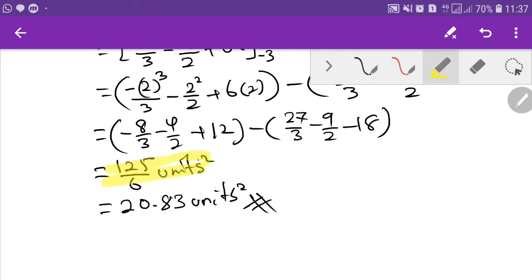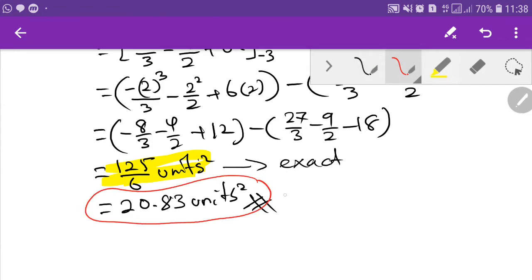If the question asks exact value, then the one that I highlighted in yellow is what it means by exact. But if they want decimal, then you have to write it like this: decimal, 2 decimal places. If it's 3 decimal places or 4, just follow it through. Okay, so we're done with the first one.